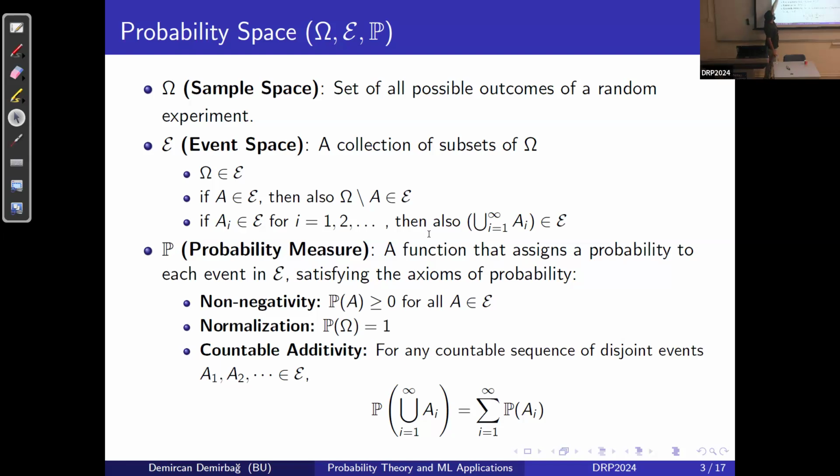The conditions are: omega is an element of the event space, and if A is an element of the event space, then its complement is also. And the third property is that it is closed under countable union. By the way, those conditions come from measure theory, I am told. And the third component of a probability space is the probability measure. It satisfies the axioms of probability, which are non-negativity, normalization, and countable additivity.